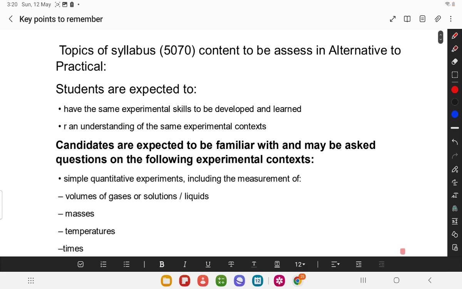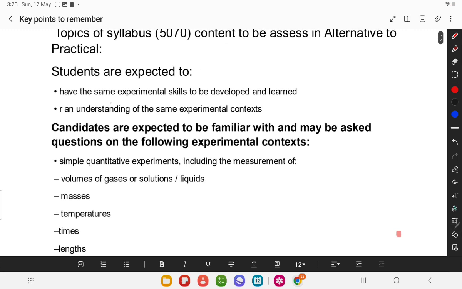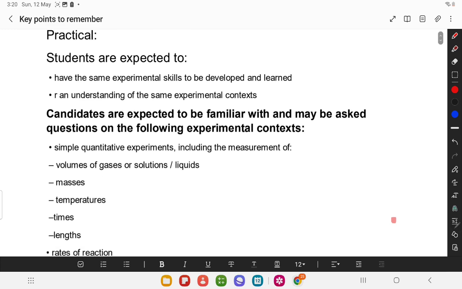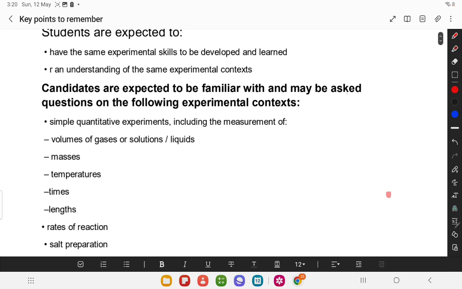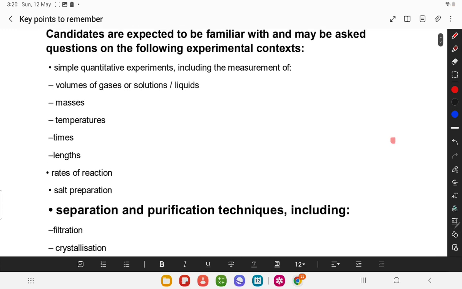In this video, I will discuss the topics of syllabus 5070, content to be assessed in alternative to practical. Students are expected to have the same experimental skills to be developed and learned, and an understanding of the same experimental context. Candidates are expected to be familiar with and may be asked questions on the following experimental contexts.